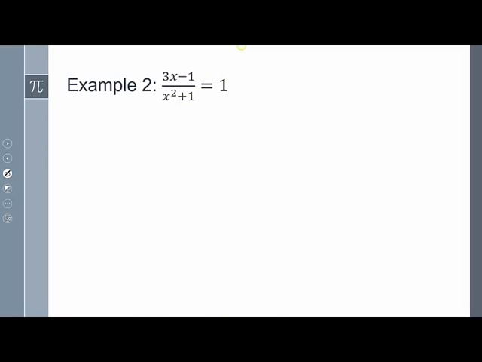Taking a look at example number 2, once again I have to clear the denominator, and I can clear the denominator by multiplying both sides by what the denominator is. So the x squared plus 1's do cancel out, and so I get 3x minus 1 equals x squared plus 1.